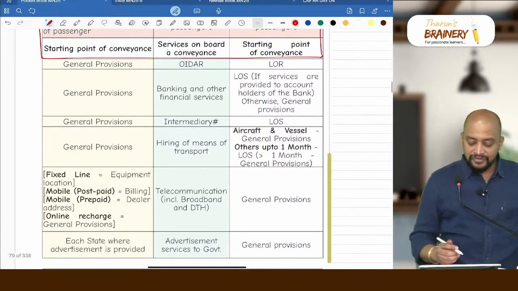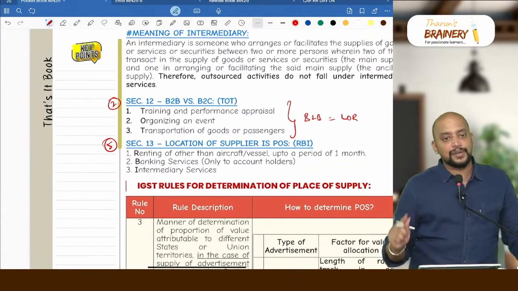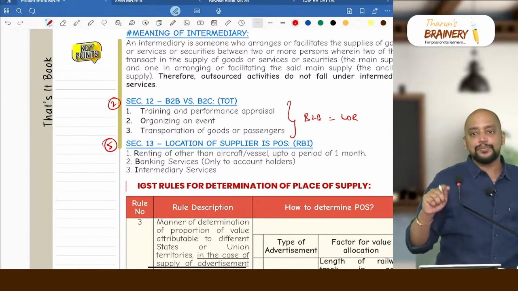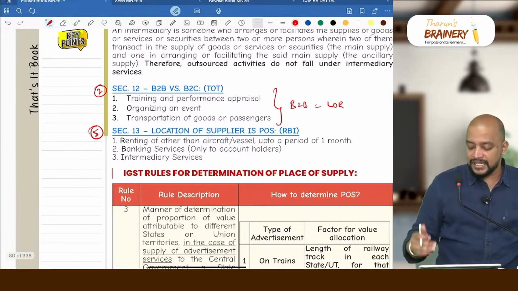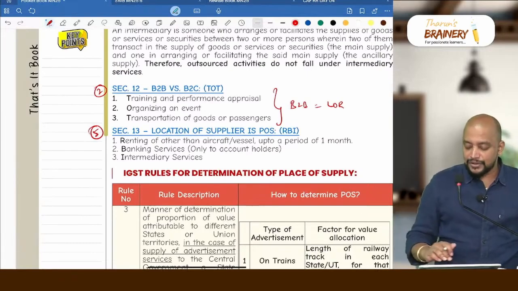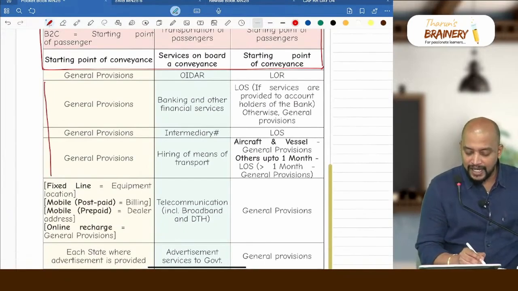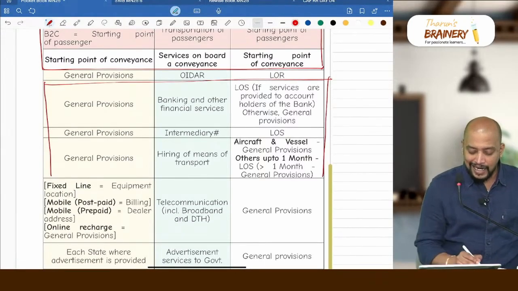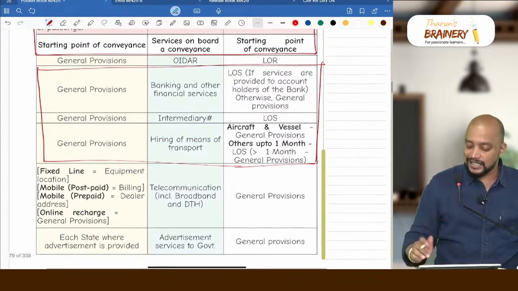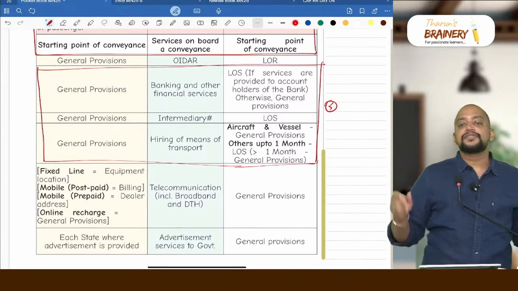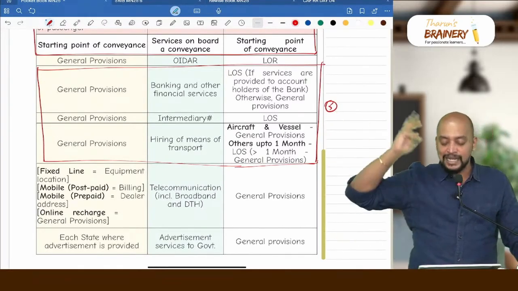Then the fifth step is section 13, where location of supplier will be taken as the place of supply. That is renting of motor vehicles, meaning motor vehicles other than aircraft or vessel up to a period of 1 month, banking services to account holders, and intermediary services. In this case location of supplier will be the place of supply. All other cases it will be general provisions. For section 12 also general provisions, and for section 13 the remaining cases, the balancing figure, will be general provisions.